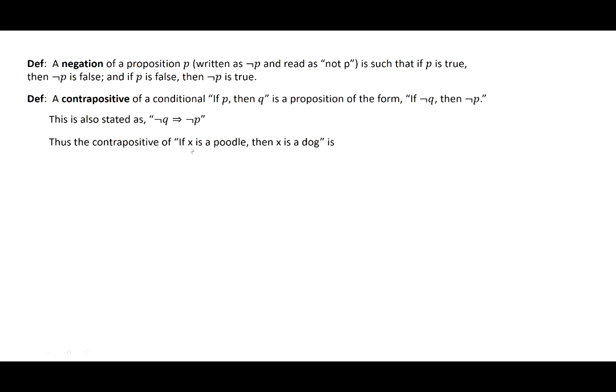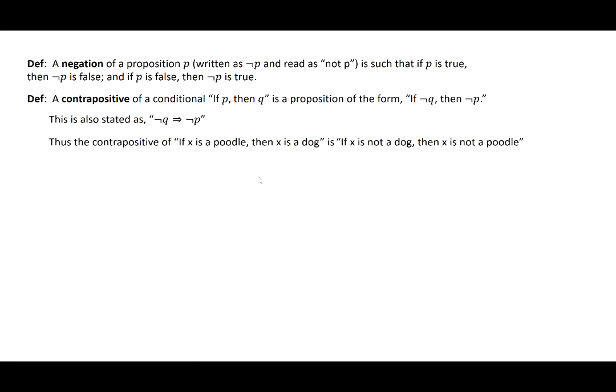So P is X is a poodle, Q is X is a dog. So now all you need to do is, okay, I know Q is X is a dog. I need to know what not Q is. X is not a dog. And P is X is a poodle. What's not P? X is not a poodle. Cool. So we are ready. If X is not a dog, then X is not a poodle.